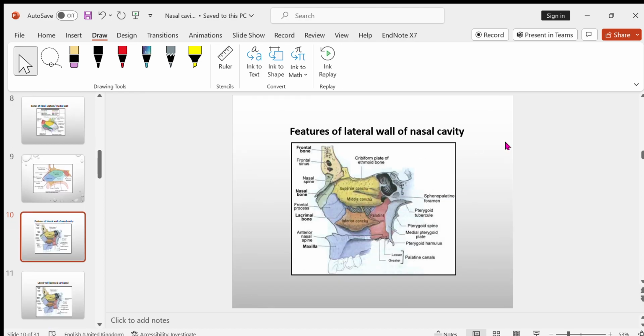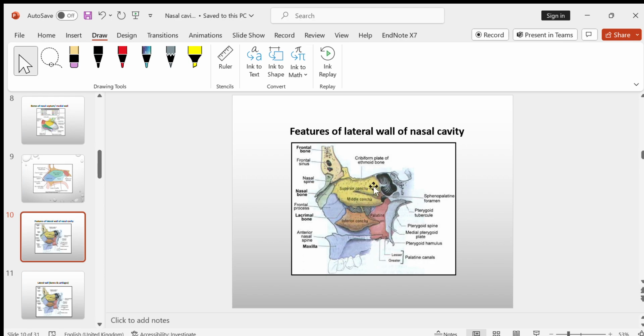Coming towards the features of the lateral wall of the nasal cavity. Lateral wall has three concha and three meatuses: superior, middle, and inferior. Concha are the elevations and meatuses are the depressions or empty spaces beneath the concha.